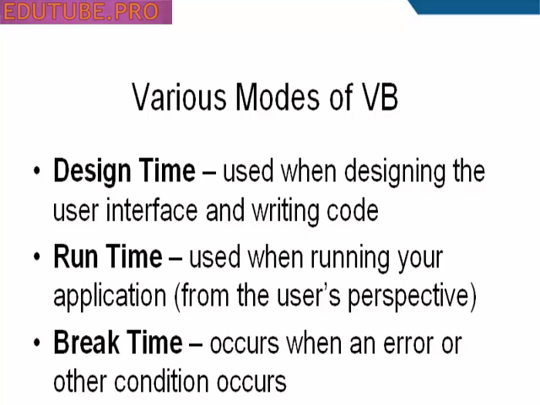Runtime is when you're trying to run your program and you're trying to test it to see if it actually works as designed. This is what the user ultimately will see from their perspective. Break time occurs when an error or other error condition may occur. When you are in break time, you cannot make any changes to your program. Rather, you must stop the program, return to design time, and then make the necessary changes.